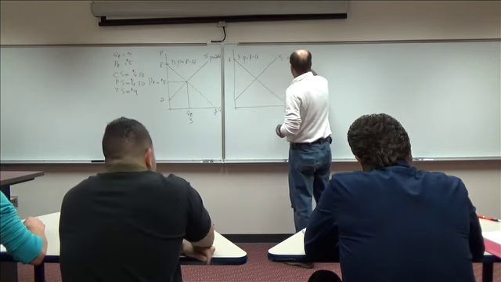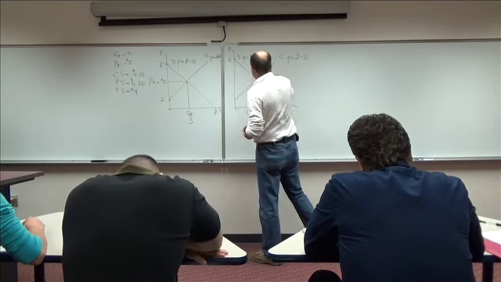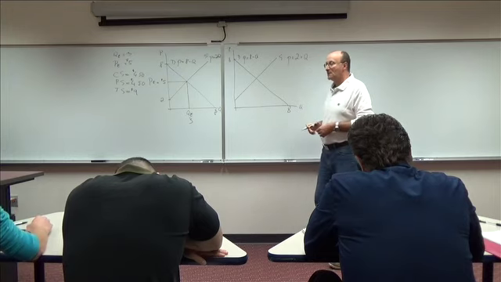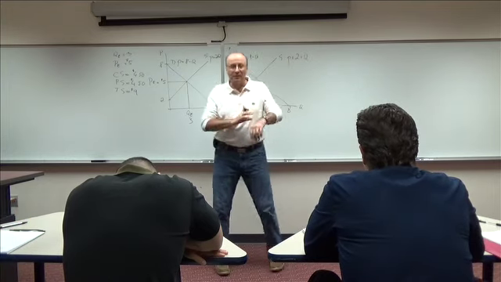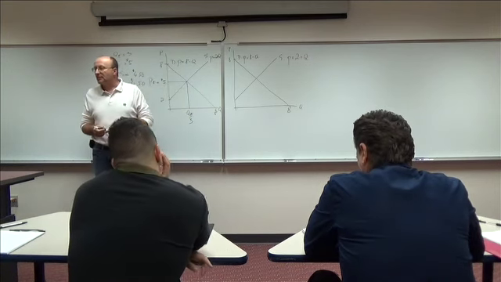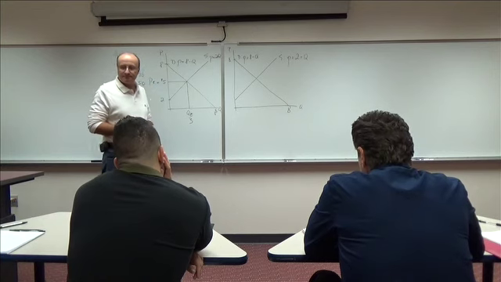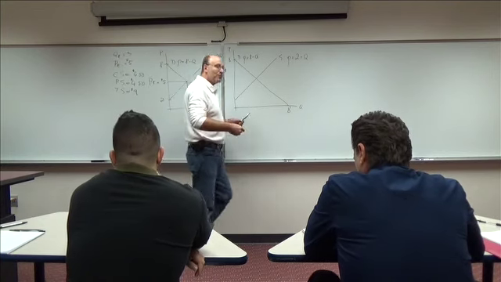Supply P equals 2 plus Q. Very good. Price, quantity. Now, we're going to introduce price ceiling. What price ceiling did we introduce in the last class? Rental. $3, right? $3.